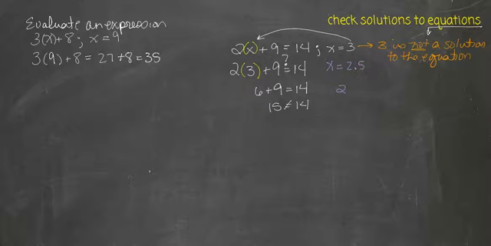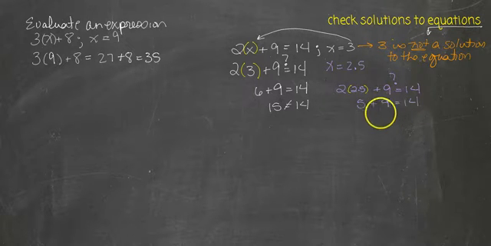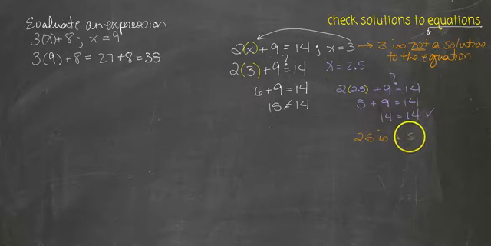I have 2 times my parenthesis plus 9 equals 14, and I'm still not sure whether that's true, but I'm going to test to see if 2.5 makes it true. So 2 times 2.5 equals 5, plus 9 equals 14. 5 plus 9 is 14 equals 14. That's a true statement, and so I know that 2.5 is a solution to the equation.